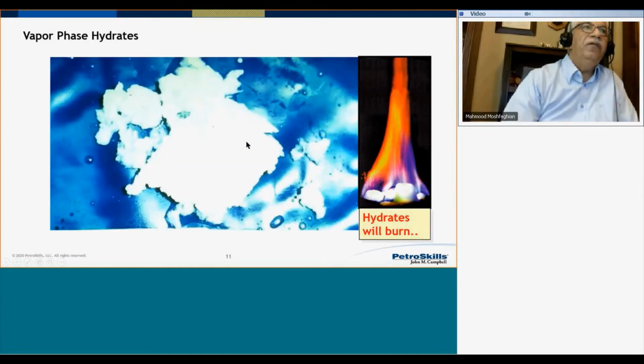Here is a photo of vapor phase hydrate, and on the right side you can see as the hydrate melts, gas molecules like methane will be released, and we can ignite it with a match. While the hydrate is melting, gas is burning, and water will be released.